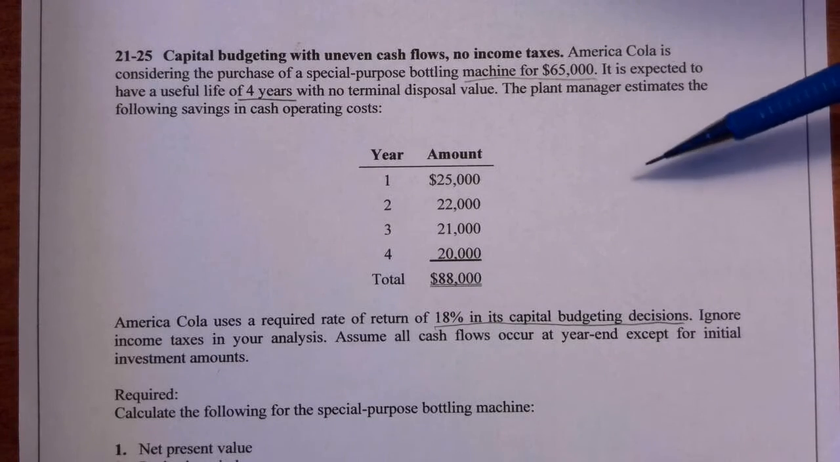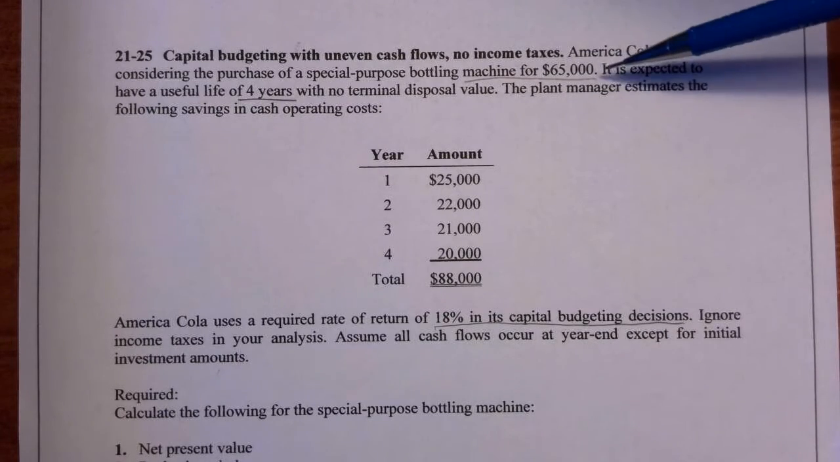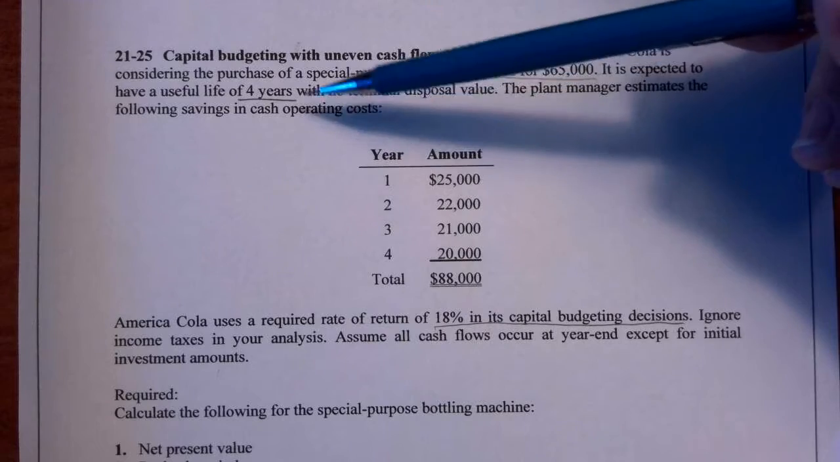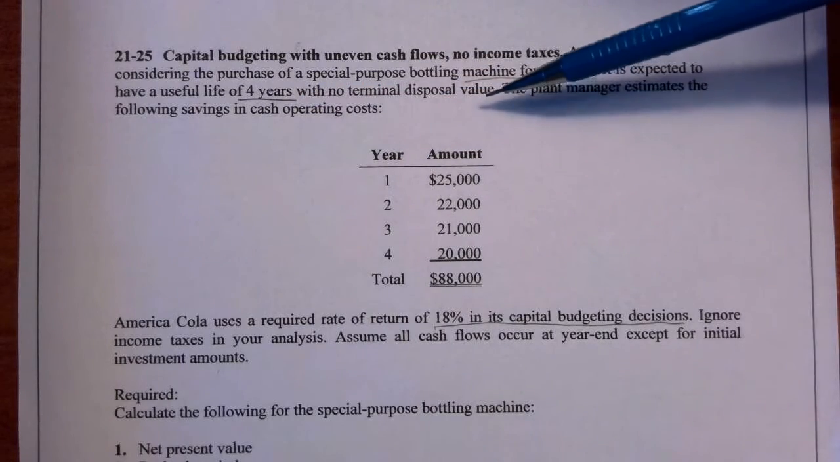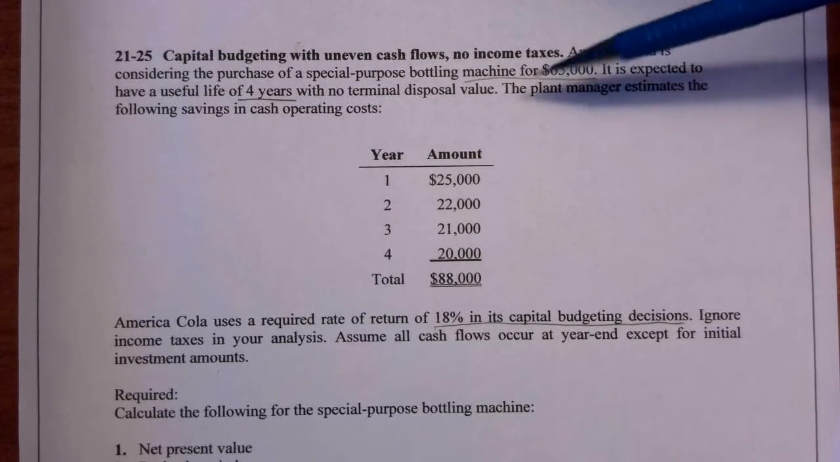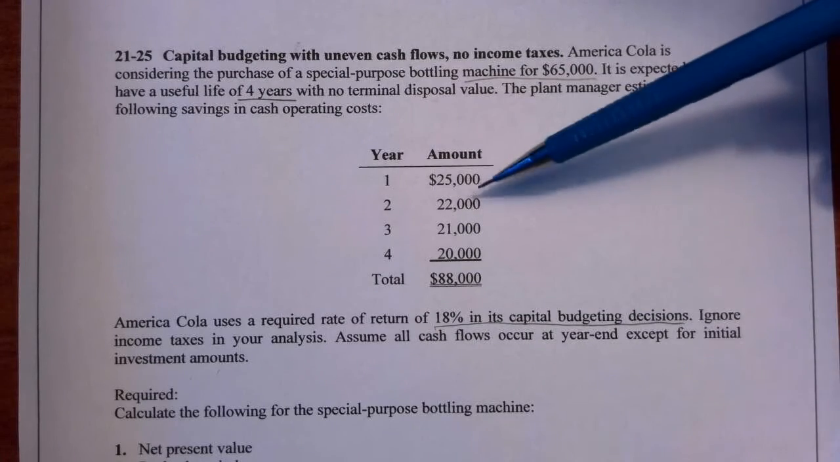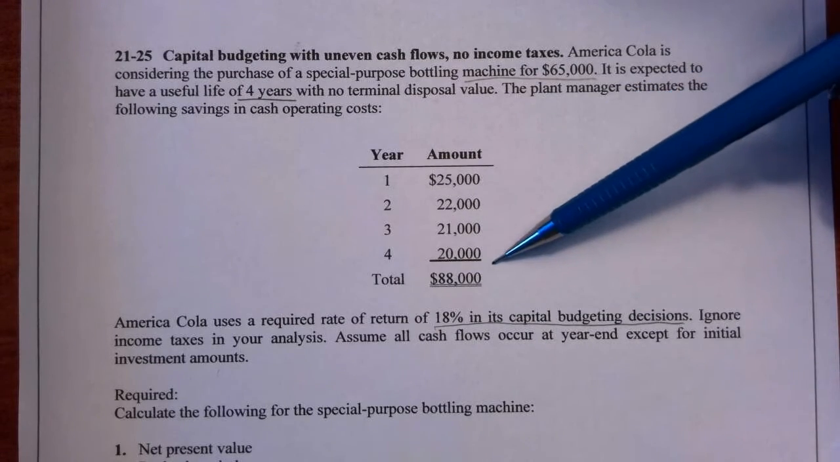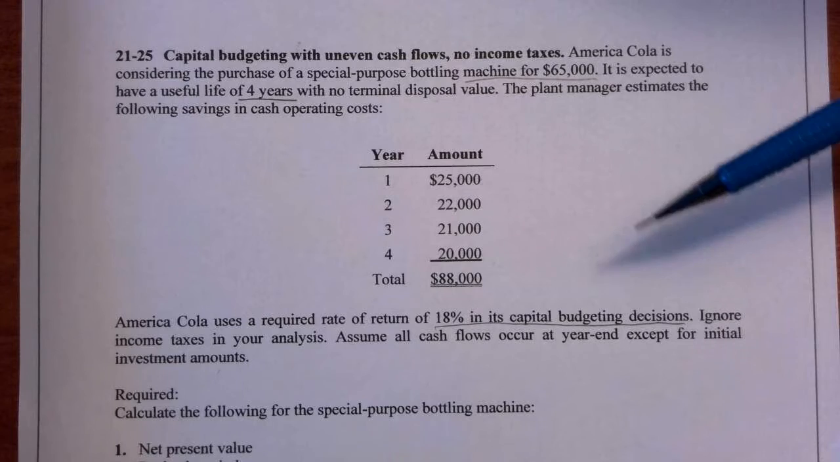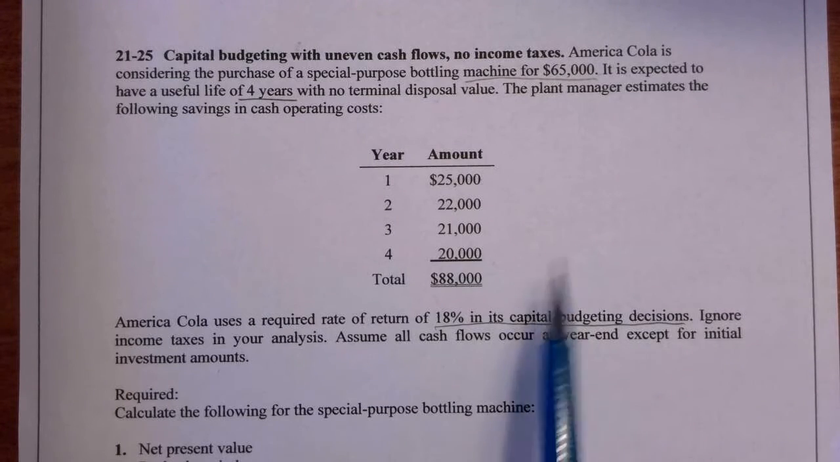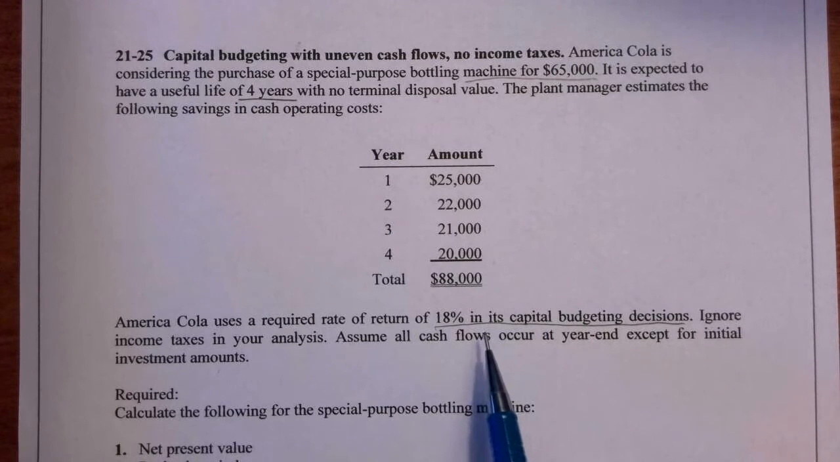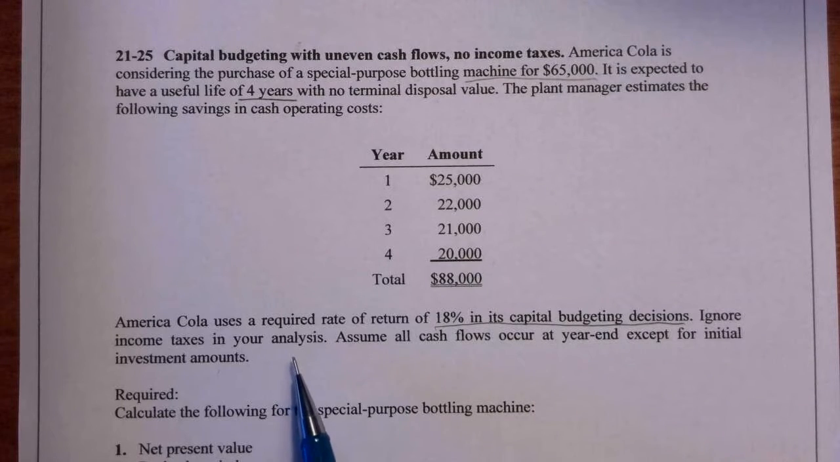It's considering the purchase of a bottling machine for $65,000 with a useful life of 4 years and no terminal disposal value or salvage value. The plant manager estimates the following savings and operating costs. So they're going to save a different amount each year in operating costs for a total of $88,000. They use a required rate of return of 18% in its capital budgeting decisions. Ignore income taxes in your analysis.